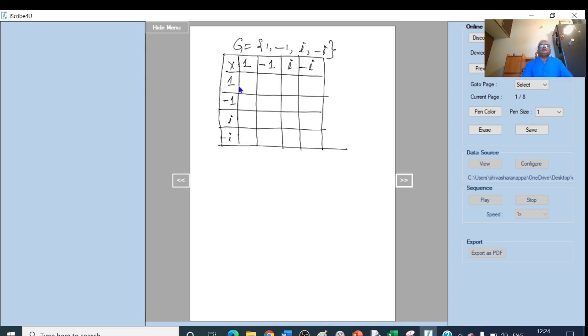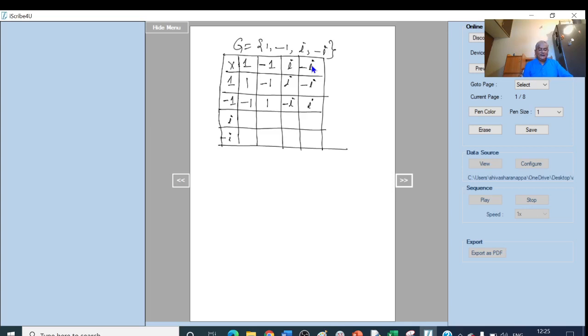Now take the multiplication from 1. 1 into 1, 1 into minus 1, 1 into I, 1 into minus I. So this is equal to 1, this is minus 1, this is I, this is minus I. Second, take multiplication from minus 1. Minus 1 into 1 is minus 1, minus 1 into minus 1 is plus 1. Minus 1 into I is minus I, minus 1 into minus I is plus I.